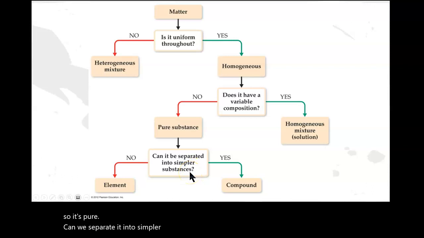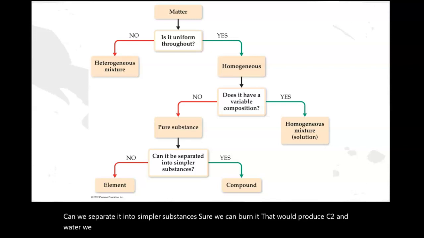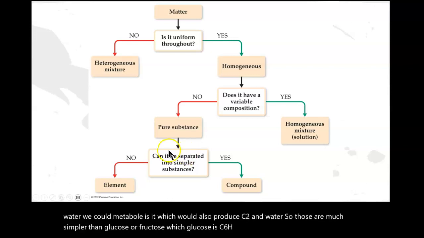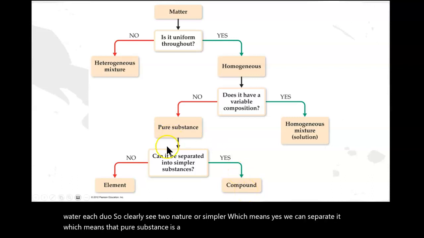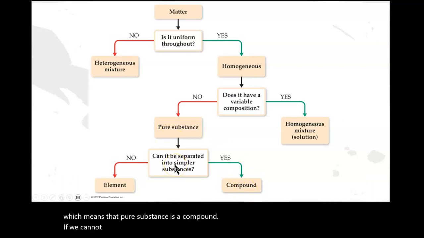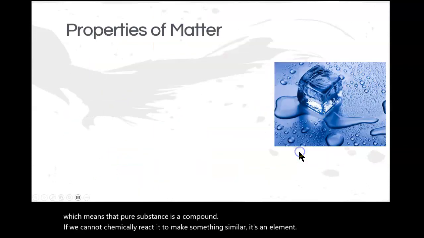Can we separate it into simpler substances? Well, sure. We could burn it. That would produce CO2 and water. We could metabolize it, which would also produce CO2 and water. So those are much simpler than glucose or fructose, which glucose is C6H12O6. And of course, CO2 is CO2 and water is H2O. So clearly CO2 and H2O are simpler, which means, yes, we can separate it, which means that pure substance is a compound. Okay, if we cannot chemically react it to make something simpler, it's an element. So those are your choices. That's how you can use that.